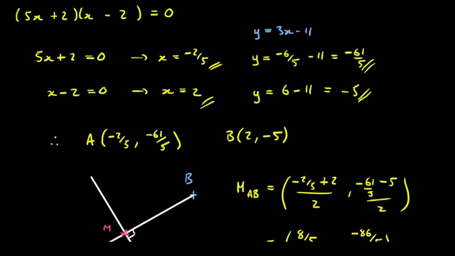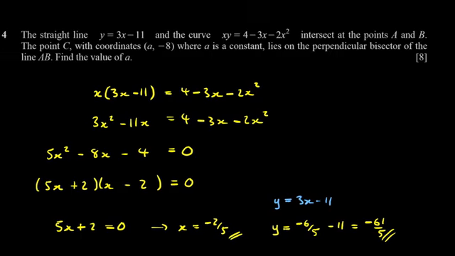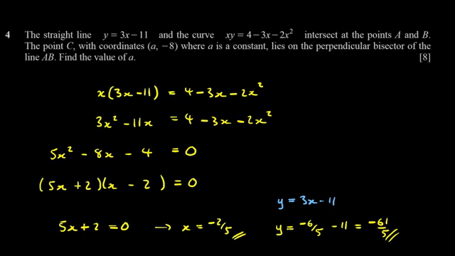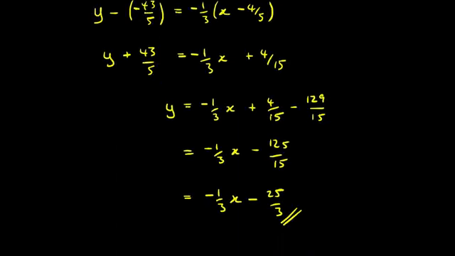And what are we told? We're told that the point C has an x-coordinate of a and a y-coordinate of negative 8. So if we want to find a, what we've got to do is substitute in y is equal to negative 8. So let's just go down here.